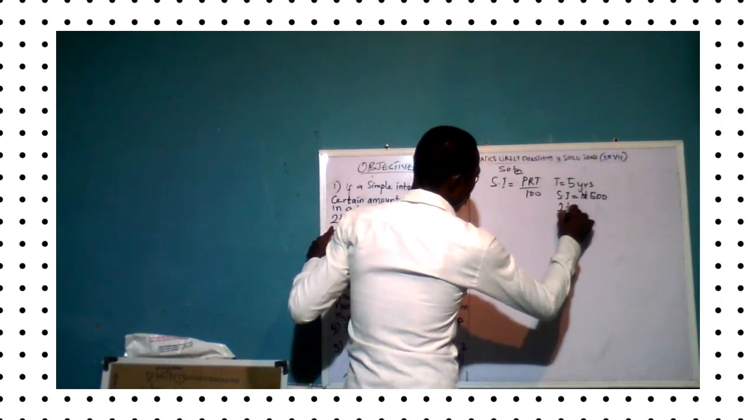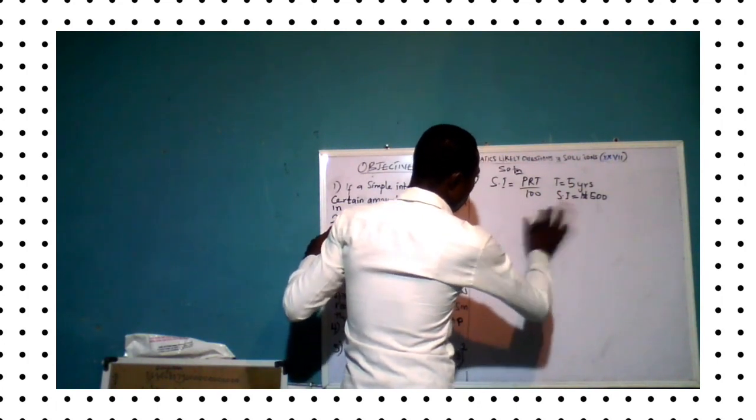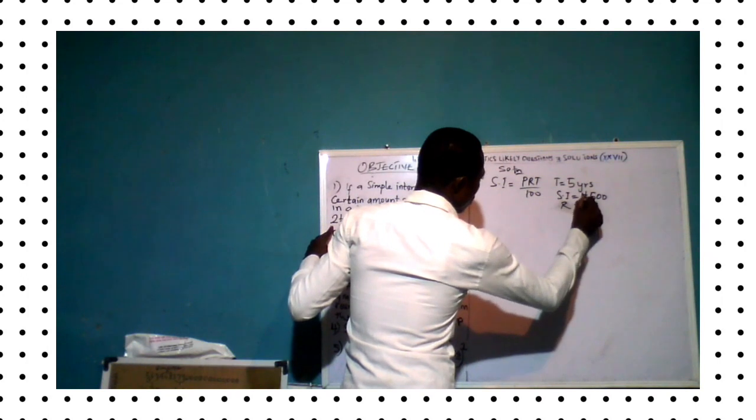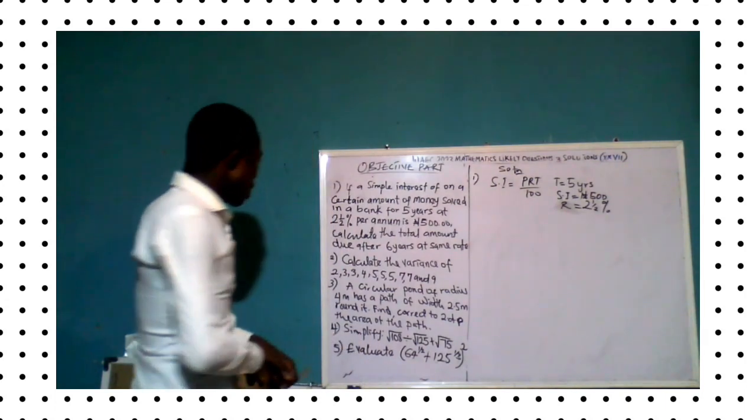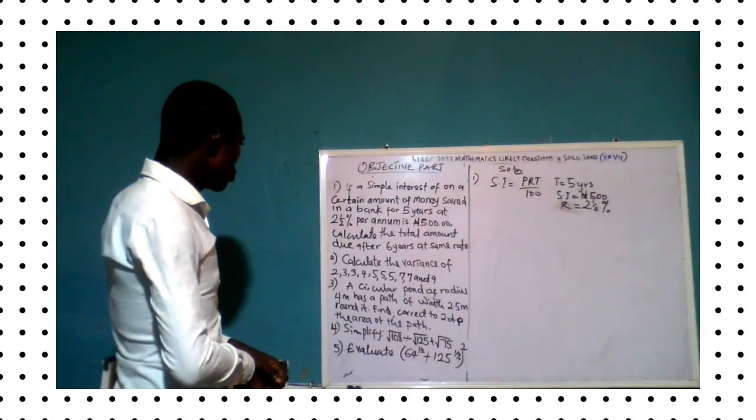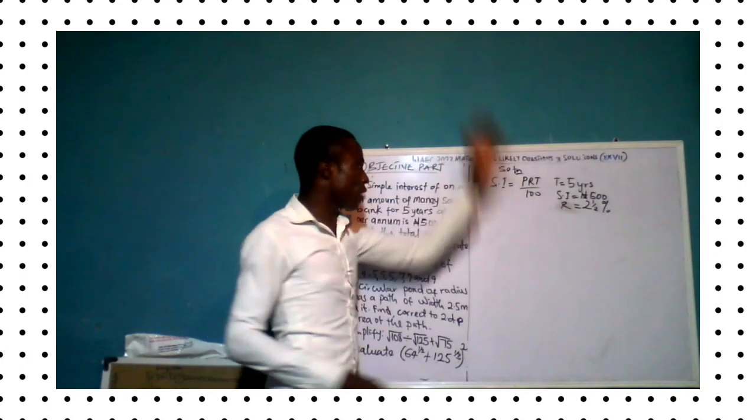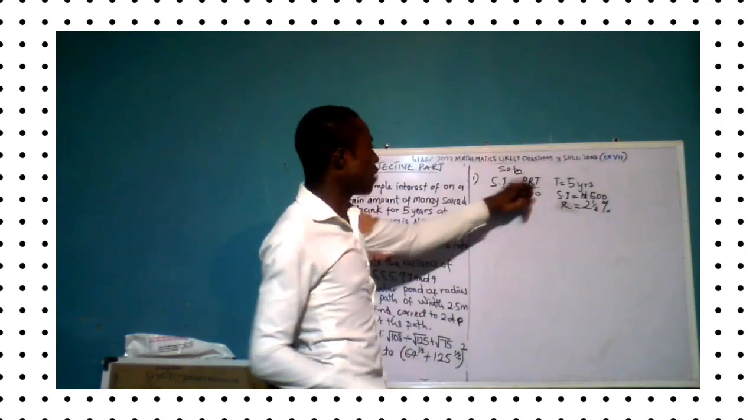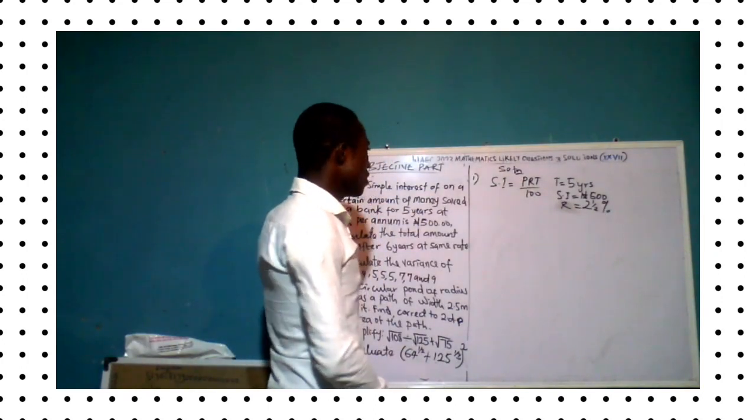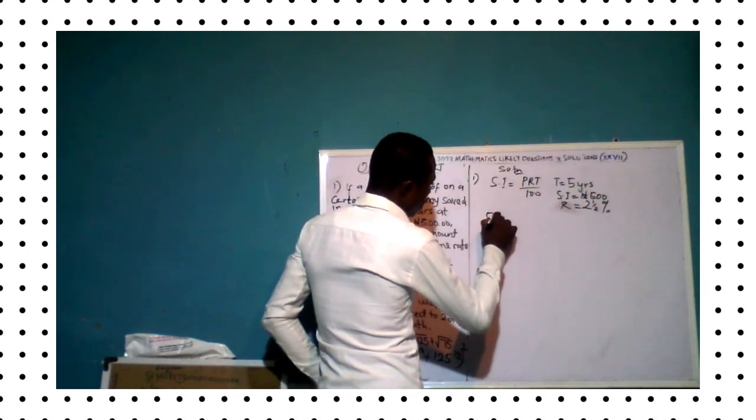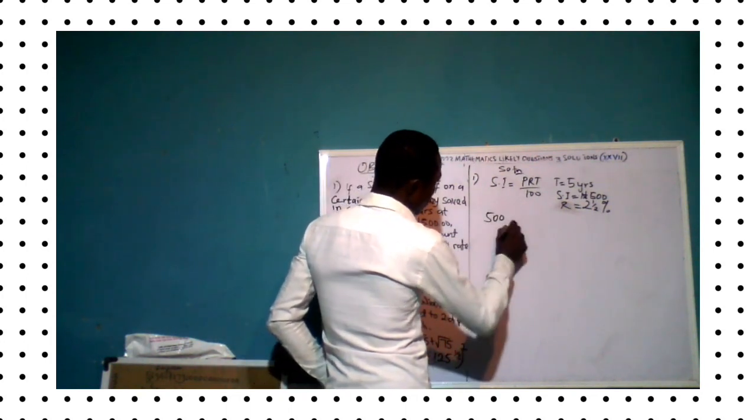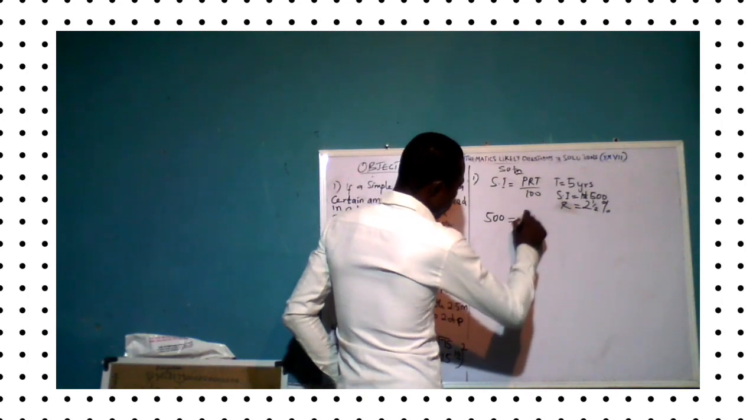2.5 percent. So the next thing to do, let's insert this value into this formula. Then from there we have the value for principal. So we are given 500 naira. Simple interest will be equal to 500 naira. Then principal times rate.